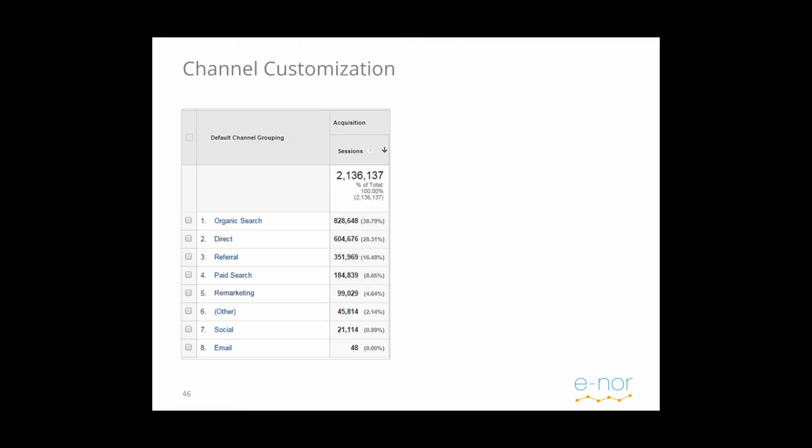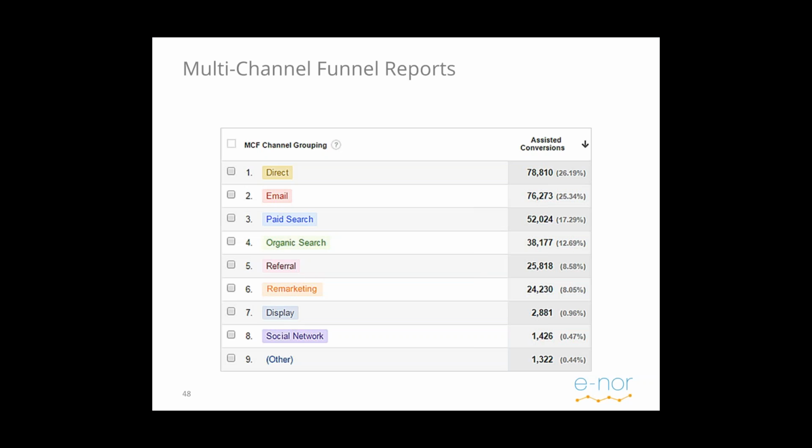So for channel customization, now that we've added our own channel definition, we can break out remarketing, or we could break out any type of traffic that is important for you to report on and that other people in your organization would be thinking of as an important subset of your traffic. So we can definitely add any kind of customization to the channels report that we want.